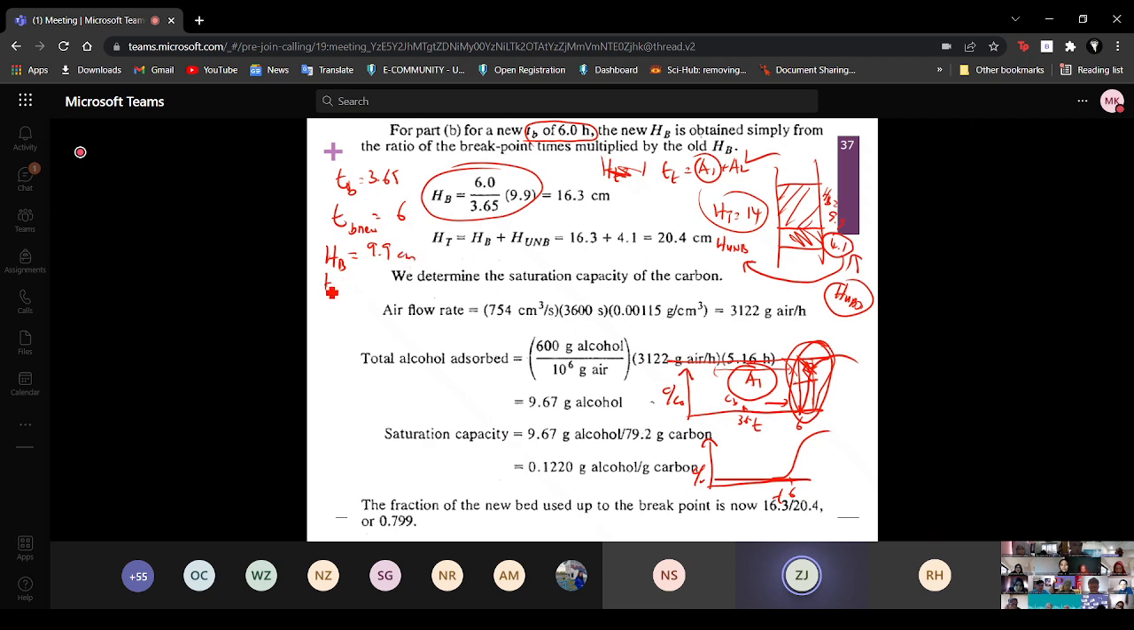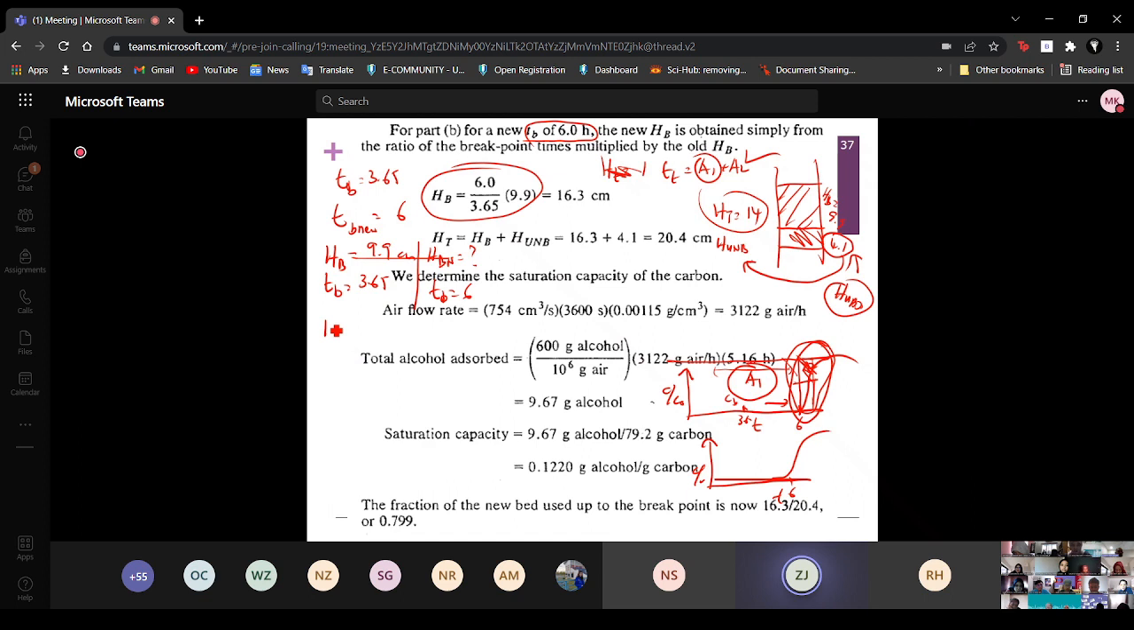Dia punya TB adalah 3.65. Okay, this is the first case. Second case, you tak tahu HB new, pasal you nak cari. Tapi you tahu TB new adalah 6 jam, 6 hours. So you boleh buat ratio lah.